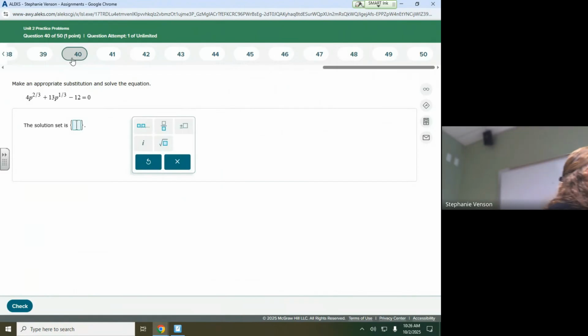Does anybody remember what we do for ones like these? U sub. Yeah. So let's write it out. We have 4p to the 2/3 plus 13p to the 1/3 minus 12 equals 0. So when you see this, you are going to do u sub.